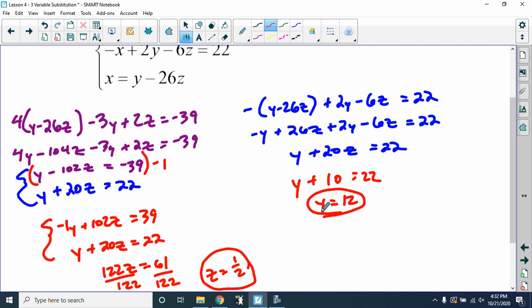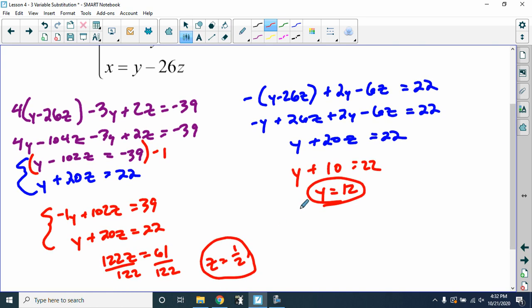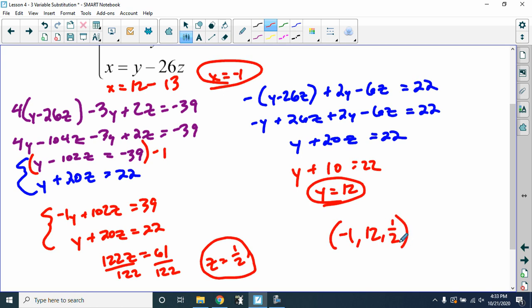And now, once I have two of the variables, you can go back to any of the original equations and plug those values in. And I think pretty clearly, here's the easiest place to plug it in. x equals y, 12, minus 26 times 1/2. x is negative 1. You can write your answer like this and just circle them as you find them, or you can write it as an ordered triple, x, and then y, and then z. Either way of writing your answer is fine.